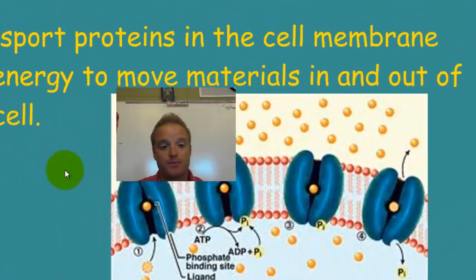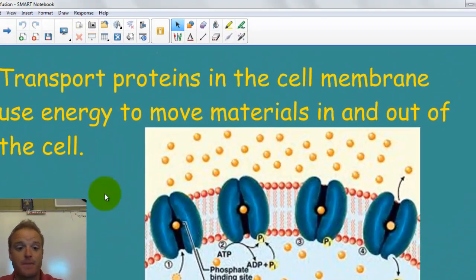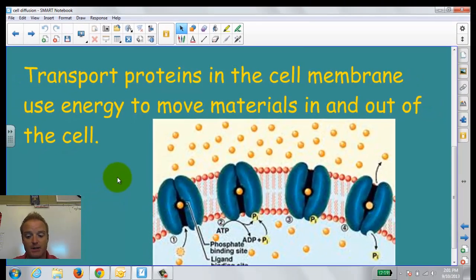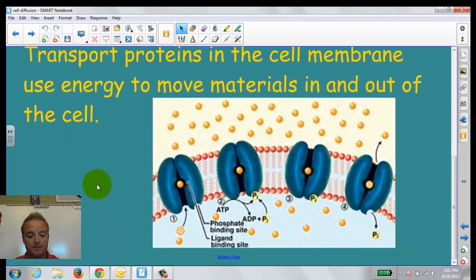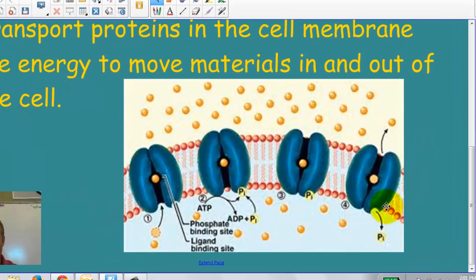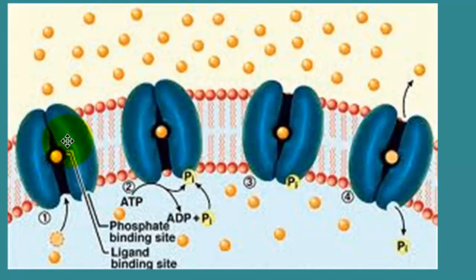And so what happens here, embedded in the cell membrane, are these transport proteins. And transport proteins in the cell membrane use energy to move materials in and out of the cell. And you can see that down here where this whole layer, that's our cell membrane, and in blue are these transport proteins. Now, even though there's way more on the outside than there is on the inside, we're still going to be pumping these out of the cell.